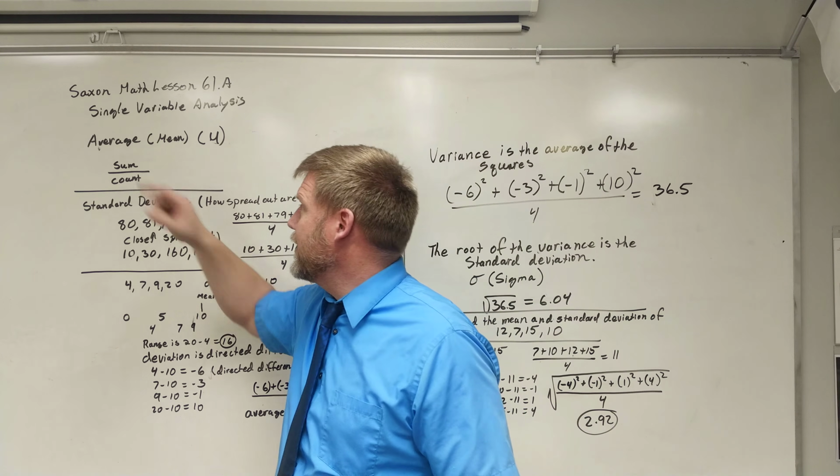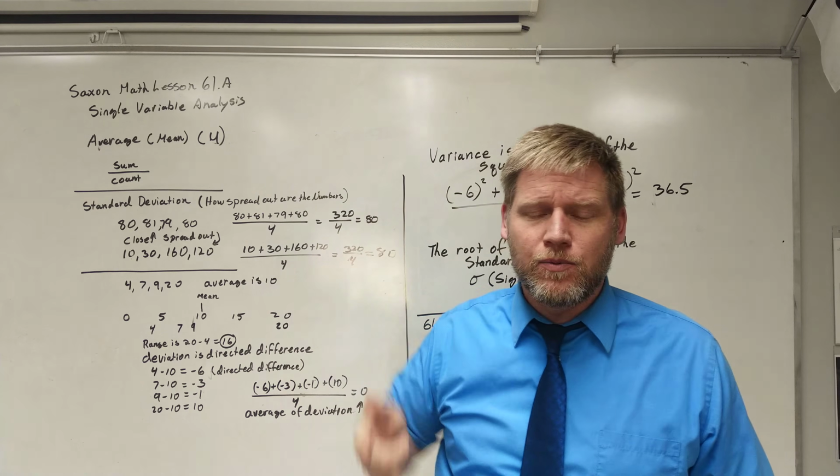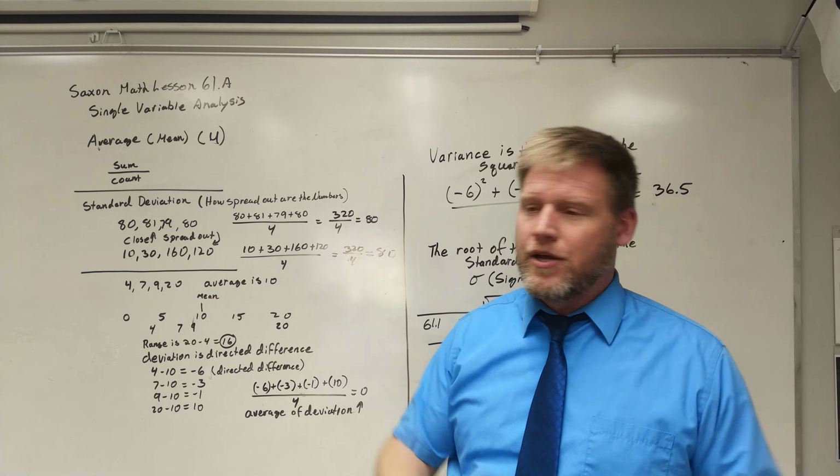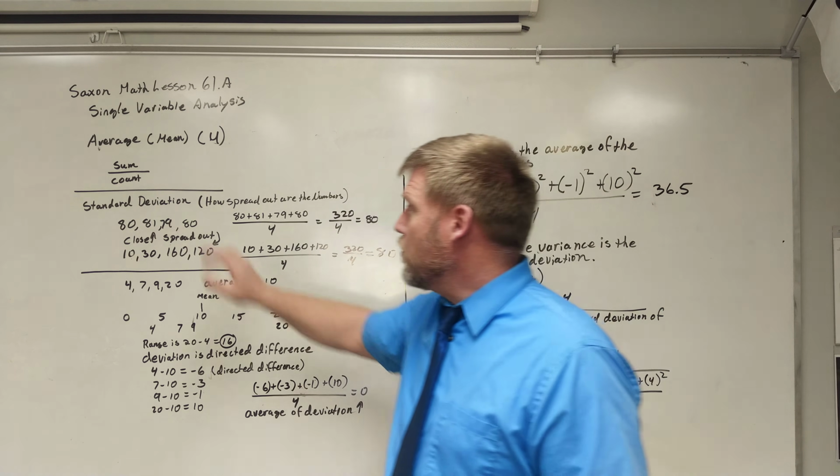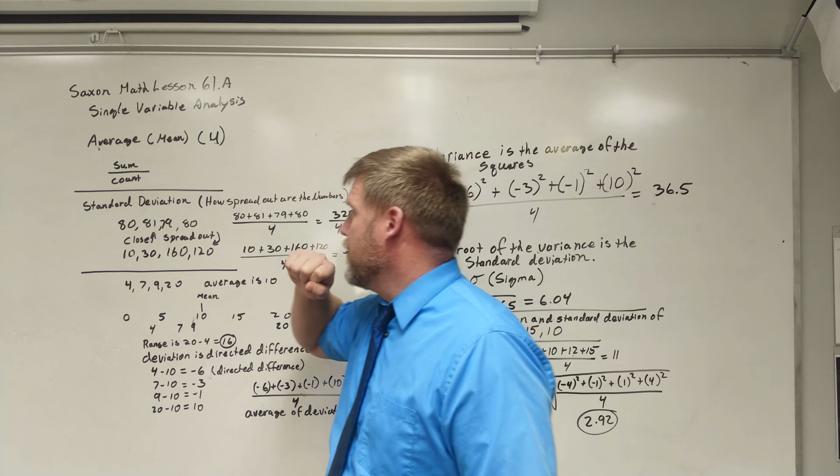It's the sum divided by the count. And we don't think of it that way in our heads. We think of, well, average. It's so easy. You add them up, divide by how many there are. Well, that's the sum divided by the count. And we're going to use the Greek letter mu for that.